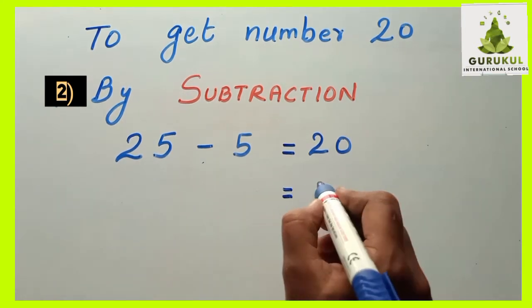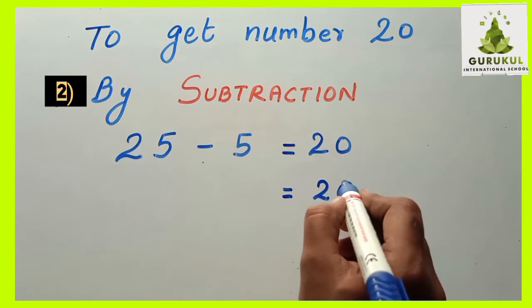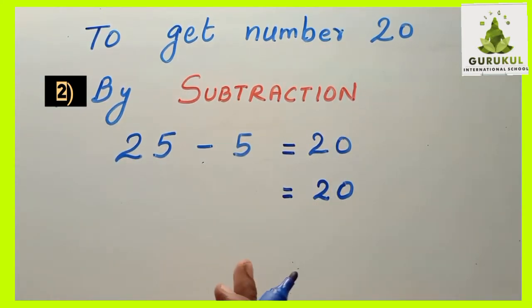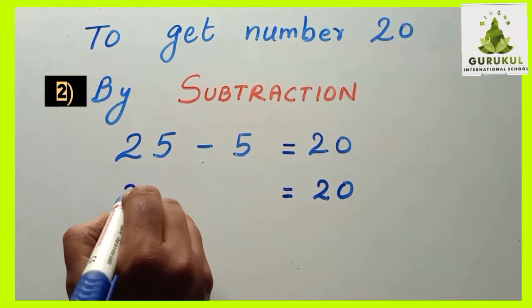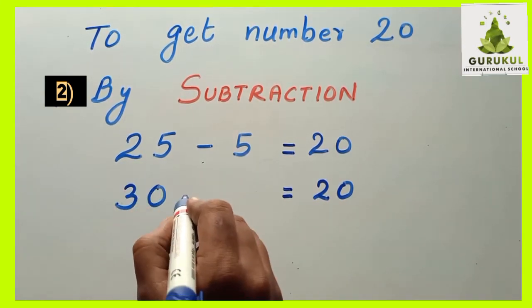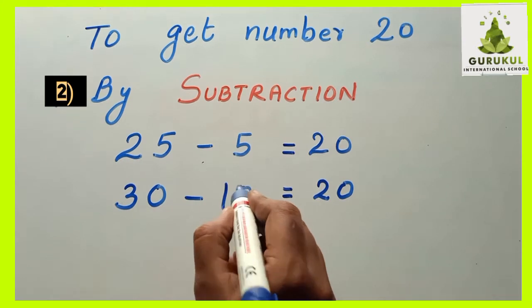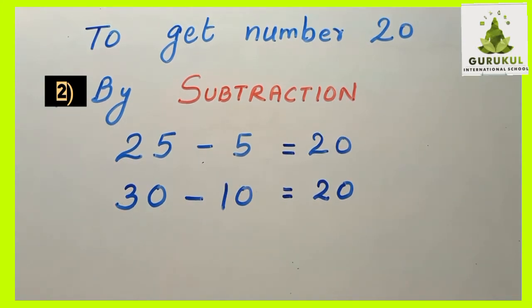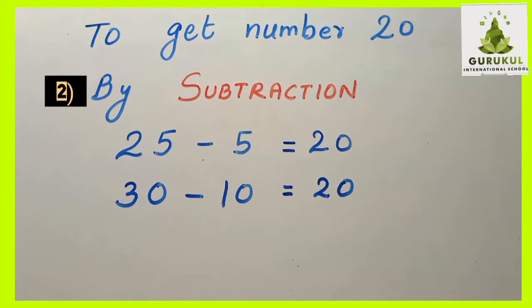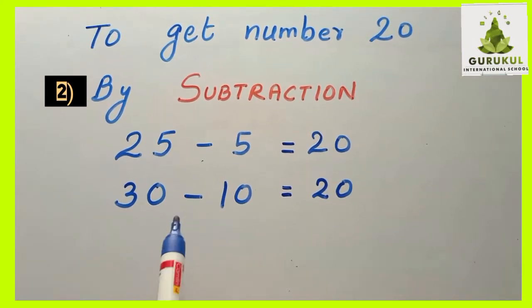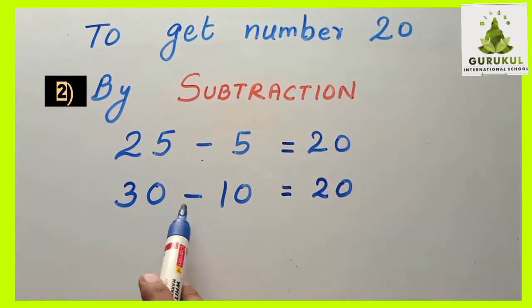Again, I want the number 20. So what can I use? 10 plus 10 equals 20 I can use, or whichever you want you can do. See, you can take a variety of numbers. 30 minus 10, again it is 20. Again the operation used is subtraction. Is this clear to you? How to use the mathematical operations for forming an equation? Now see here, you get the number 20 by using subtraction.